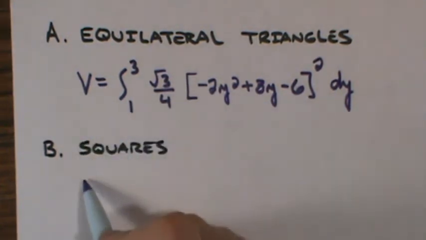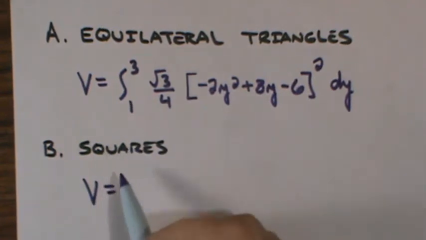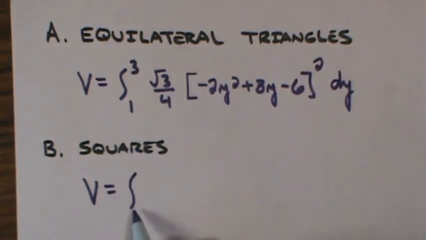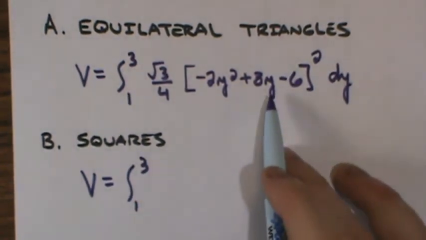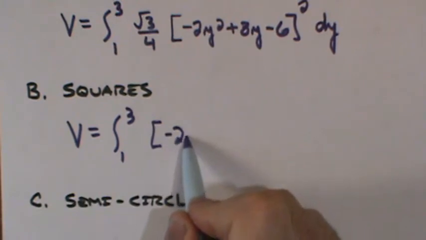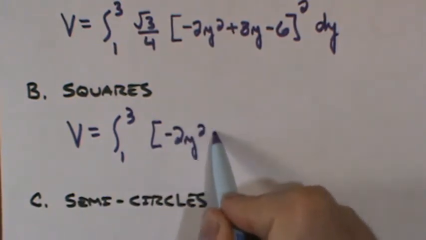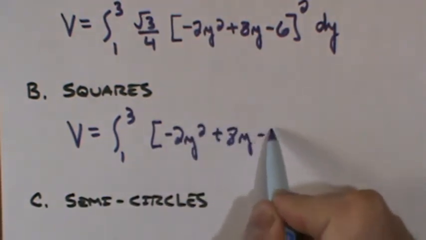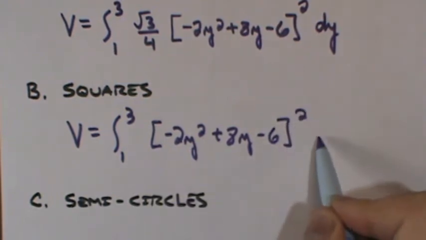To do squares, well, squares is pretty easy. It would be the integral from 1 to 3. A square is just the base times itself. So this would be negative 2y squared plus 8y minus 6 squared dy.